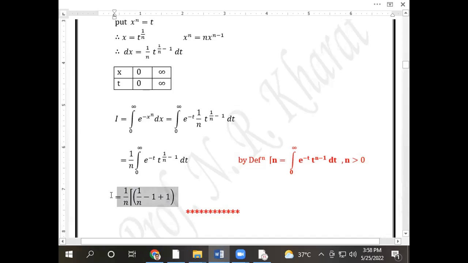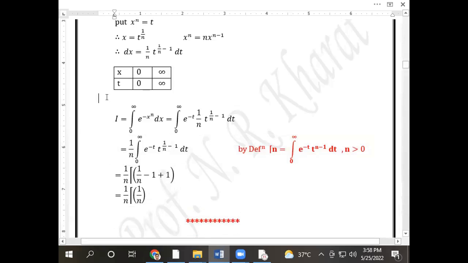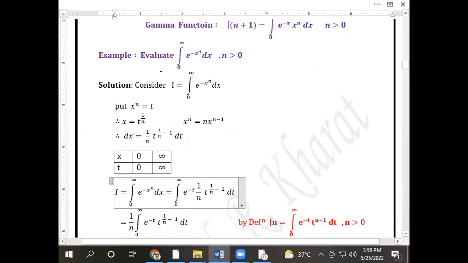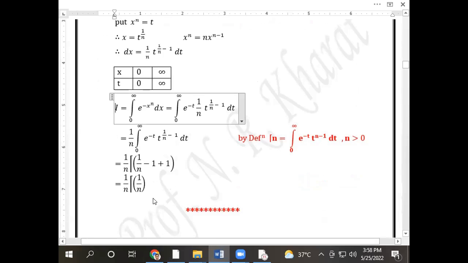This plus 1 and minus 1 get cancelled, so we get the final solution: 1 upon n outside the integration remains as it is, and plus 1 and minus 1 get cancelled. So we get the solution 1 upon n gamma of 1 upon n. In this way, we can find the solution of the integral of e raised to minus x raised to n dx, where the limit goes from 0 to infinity, n is greater than 0, and the value of that particular term is equal to this much.